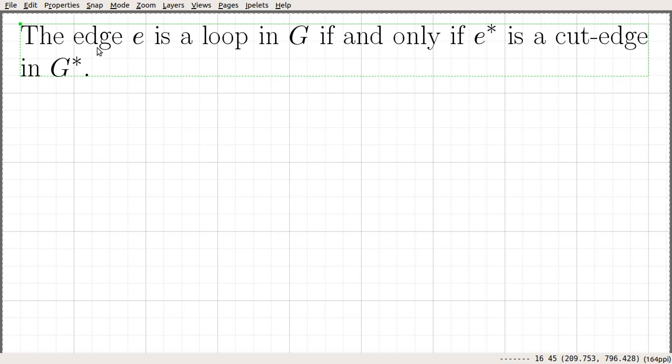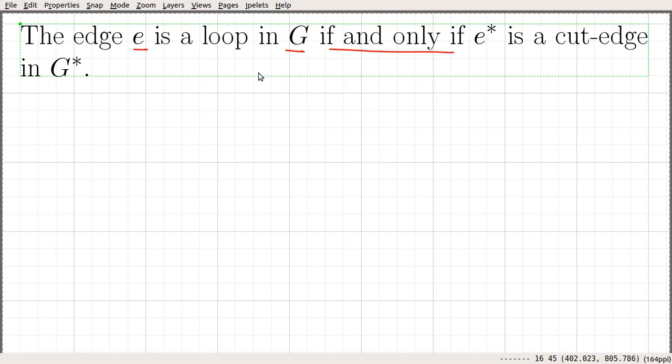Okay, in this video we are going to prove a simple relationship between a graph and its dual graph. So the statement reads as follows: the edge E is a loop in G if and only if E star, the corresponding edge E star in the dual graph, is a cut edge in G dash.